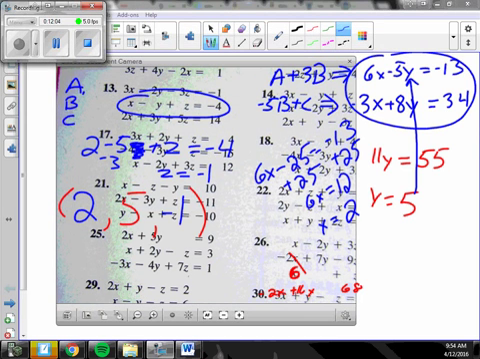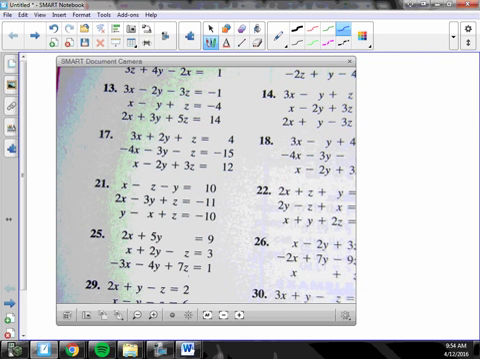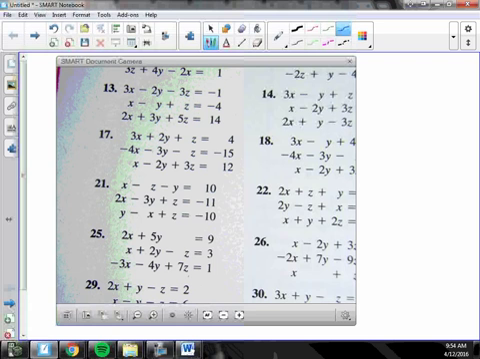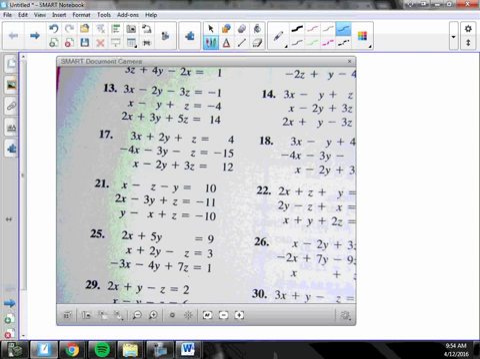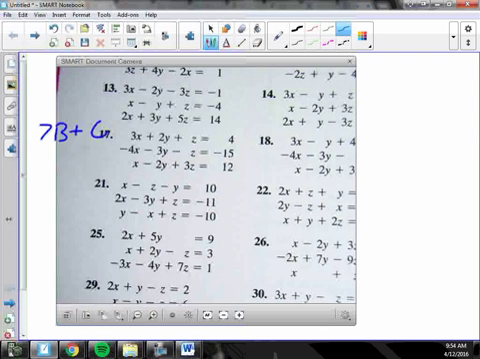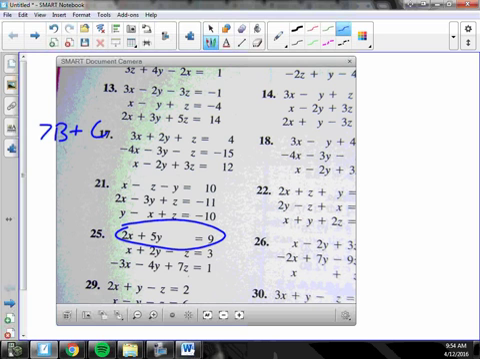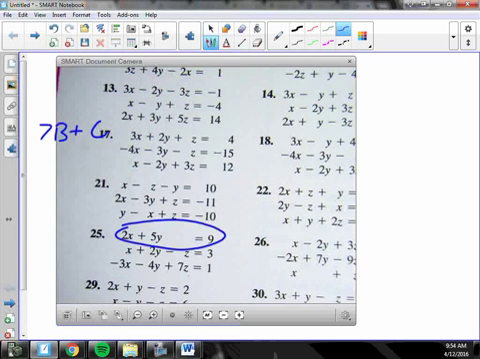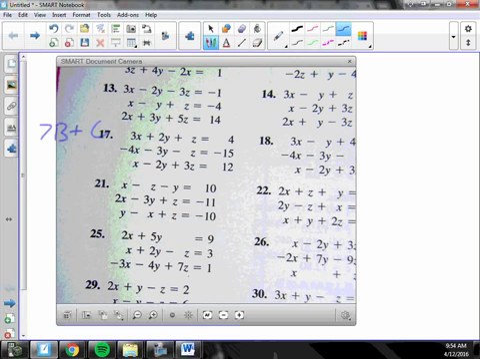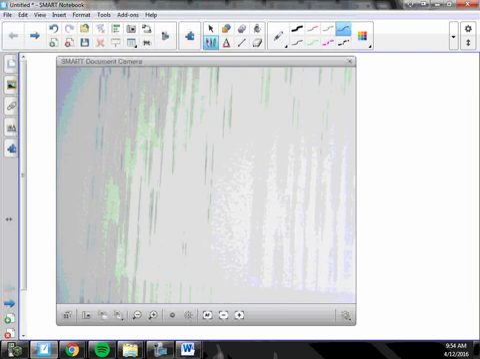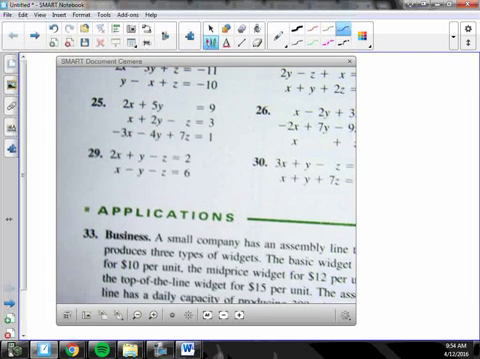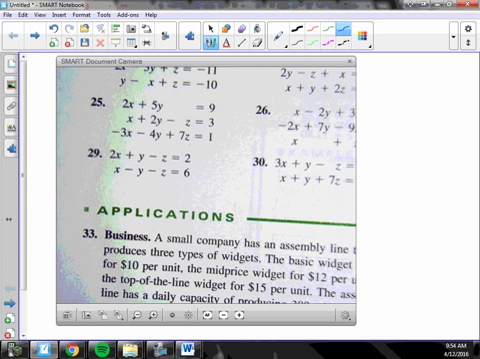Okay? So if you look at 25, 25 is nice because you're already missing a z. So for 25, we could do 7b plus c, and that's going to give me an xy equation. And I already have an xy equation. So then I could solve those two systems to figure out either x or y and then work backwards. Okay? And then 29. There's definitely something wrong with 29.